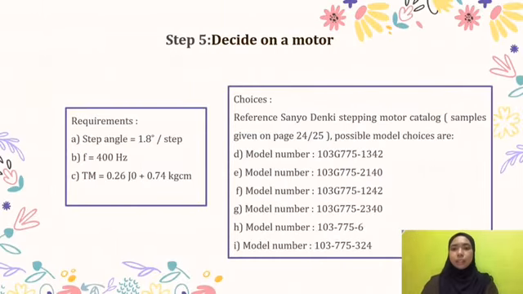Step 5. Decide on a motor. Requirements: A. Step angle equal to 1.8 degrees per step. B. F equal to 400 Hz. C. TM equal to 0.26 plus J0 equal to 0.74 kg. Choices. Possible model choices.